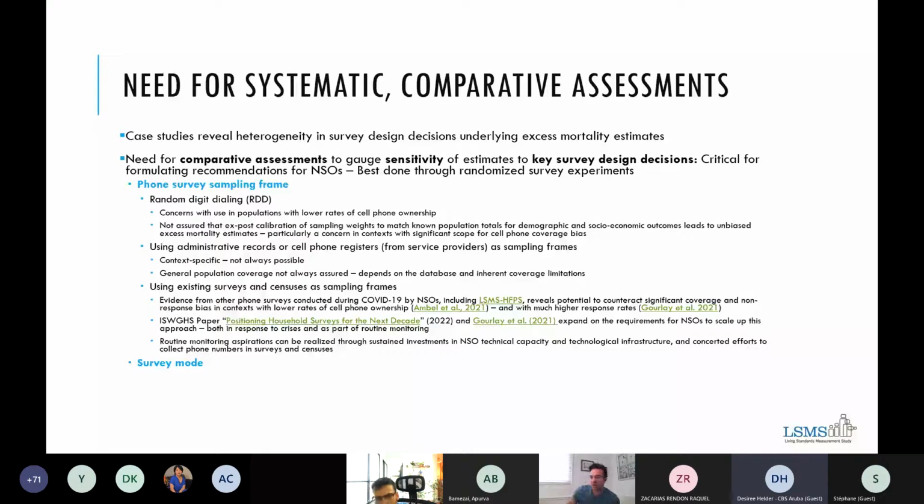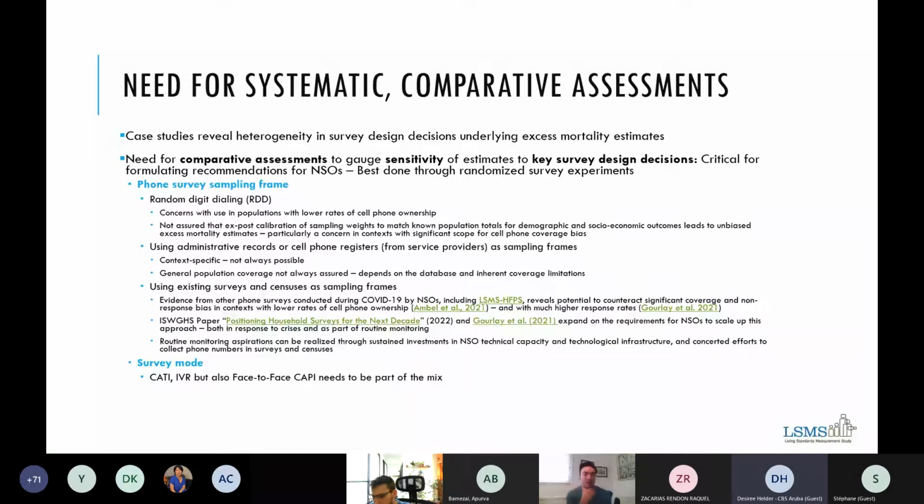The second survey design feature that we've seen variations in is the survey mode. And obviously, for us to be able to provide recommendations on which is the right survey mode to use, again, we need to do a comparative assessment. So obviously, CATI and IVR have been part of the mix, but face-to-face computer-assisted personal interviewing needs to be there, especially now that face-to-face data collection is resuming in many different parts of the world.